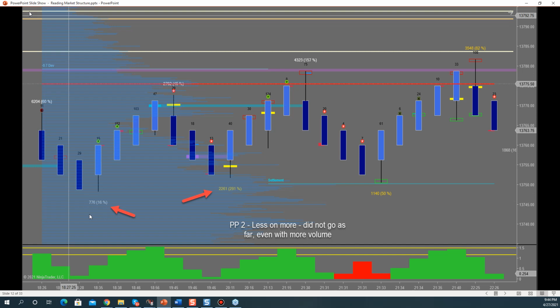So the market comes down here on 776, leaves that OD number there, pops back up to the top of the range. So as it's pushing back down towards the bottom of the range, what kind of OD do we get? 2261, 291%, almost 3 times larger, right? But the market did not go as far, right? But notice they're close. It's not 5 bars between them. It's less than a full bar size between them. Still close to the bottom of that range.